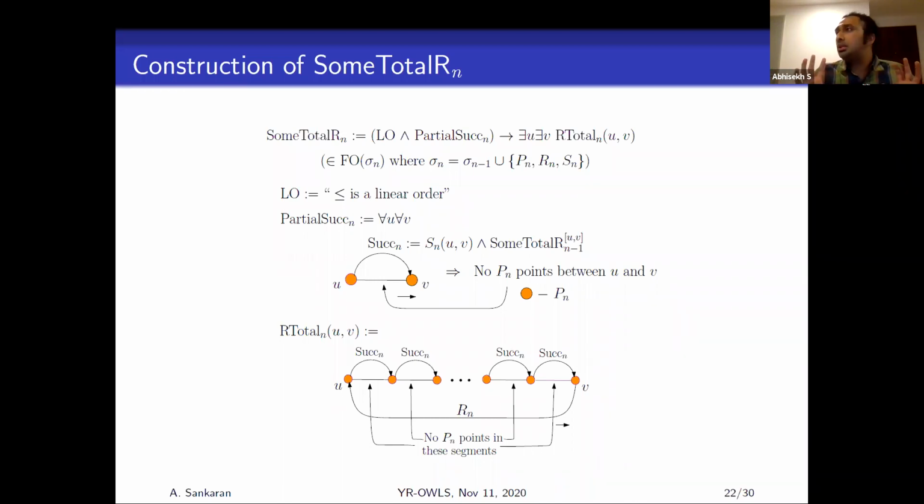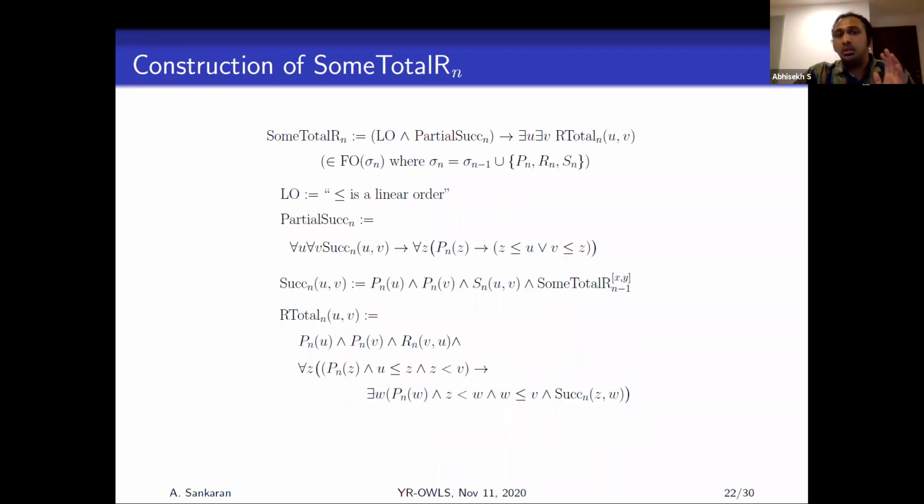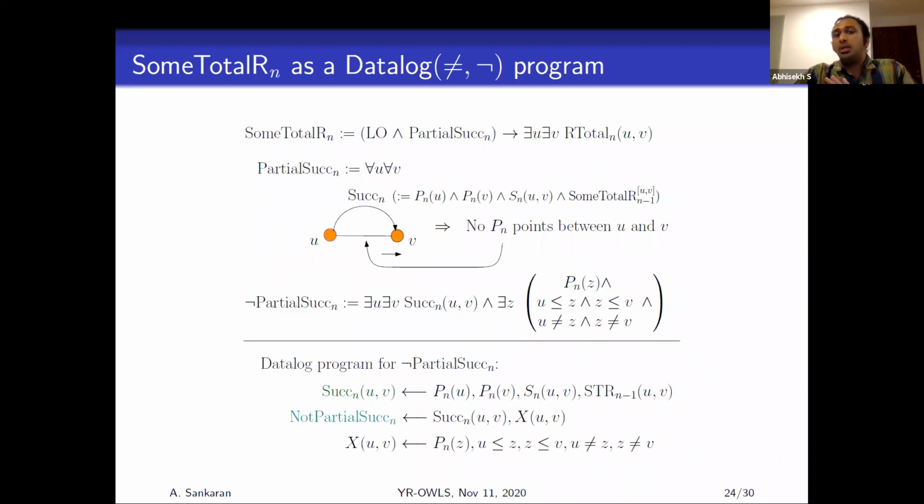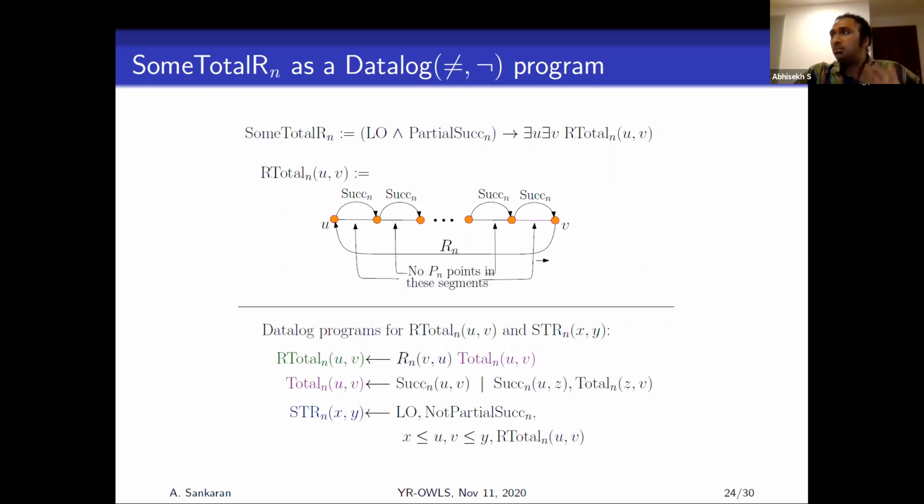With this successor relation now, you can define R total n in the same way, that you can just go from V to U, U to V using this sequence of successor n hops. That's all. That's the only edit that is required to be made, and this is where the induction comes in. This is where you bootstrap. That's the relation. This can be expressed in first order logic. I will skip that. This has a Datalog program. I will skip that. The Datalog program is simply inductively constructed.